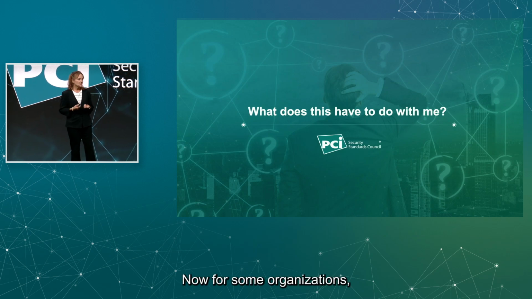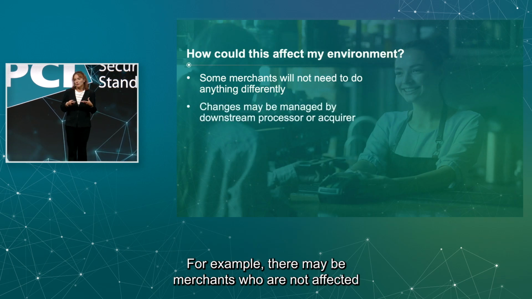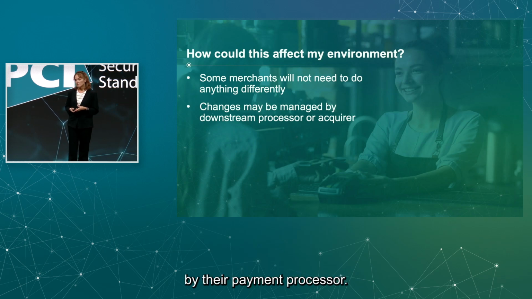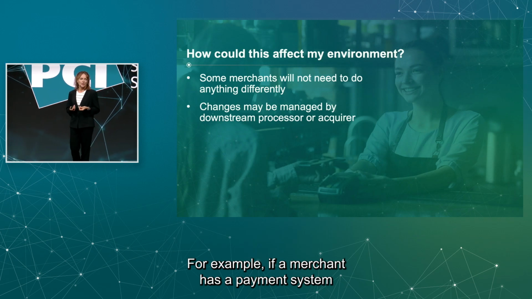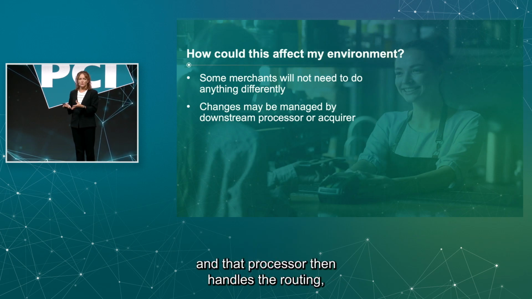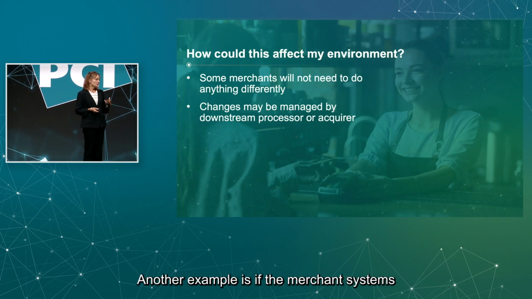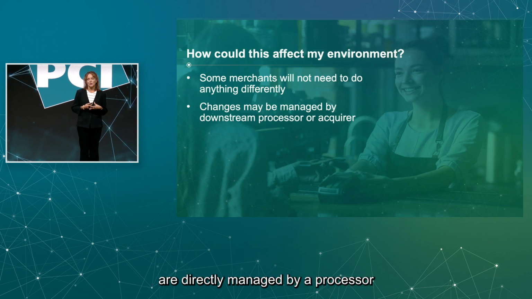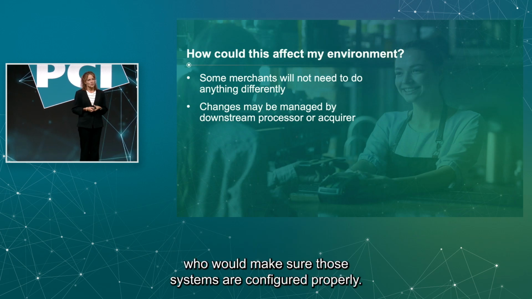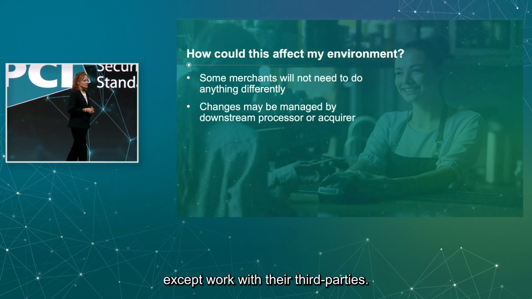Now, for some organisations, this may not have any direct impact at all. For example, there may be merchants who are not affected or who don't need to change their systems because any changes that need to be made will be handled by their payment processor. For example, if a merchant has a payment system that simply transmits all of their payment transactions to the same processor, and that processor then handles the routing, then that's where any changes that need to be made would be made. Another example is if the merchant systems are directly managed by a processor or third-party service provider, then it would be that processor or service provider who would make sure those systems are configured properly. So the merchant itself may not directly need to do anything except work with their third parties.